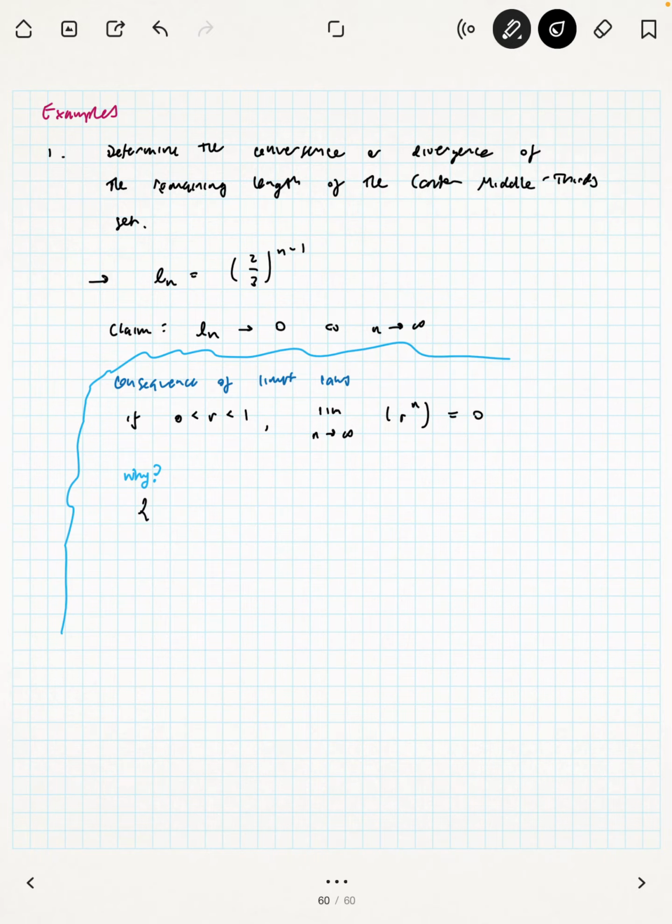Well, this is the sequence r, r squared, r cubed, r to the 4th, and so on. Specifically for us, in this context, we're talking about 1, 2/3, 4/9, 8/27. The next one would be, since we're talking about powers of 2, 16/81, 32.